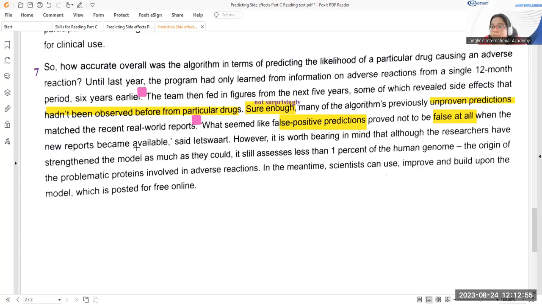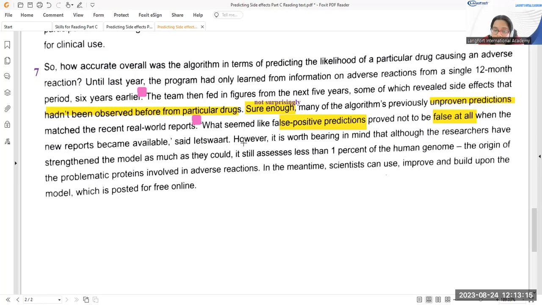Okay, so the algorithm made a lot of predictions based on what it had. When they fed it new data, it started giving new unexpected predictions. Its unproven predictions started becoming true. What they thought to be false positives turned out to be true.